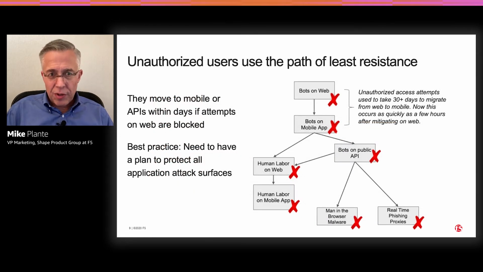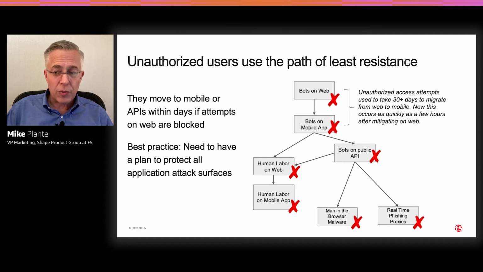The other thing that's important to think about is that once the unauthorized users start focusing on your specific brand, your specific company, they're going to follow this chain that we call the path of least resistance. If you set these defenses up for your web application and you happen to have a mobile app, but the mobile application doesn't have similar defenses, then this unauthorized traffic will typically shift quickly over to your mobile application.